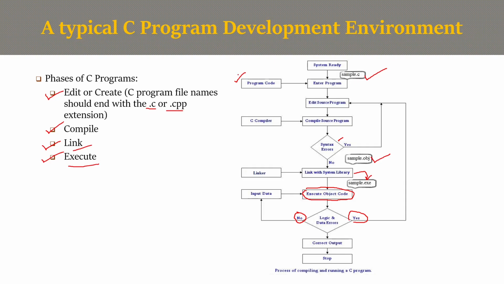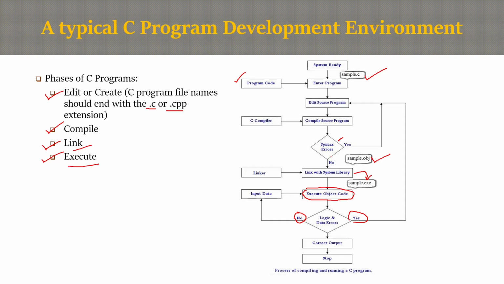To summarize what I have said: firstly, when the system is ready, we can enter the program code that we are writing initially into the system. Then we can edit the source program. Afterwards, the program we are editing is saved in a sample.c file. This is the .c file. Then we compile this sample.c file. We can get syntax errors or not. If we get a syntax error, then we have to edit it again.